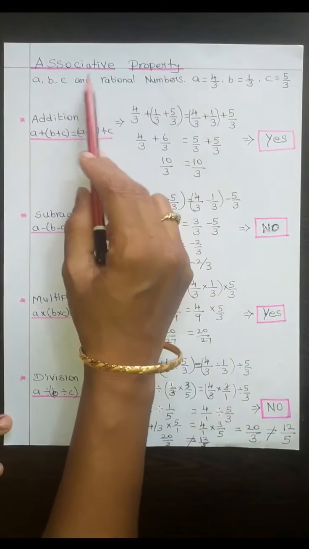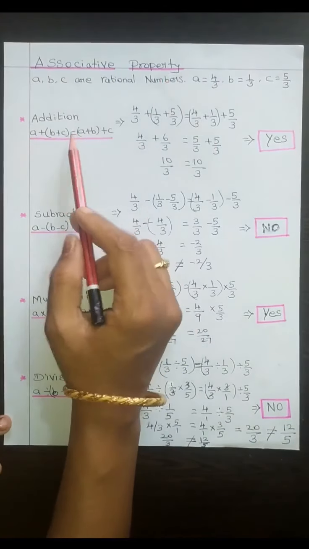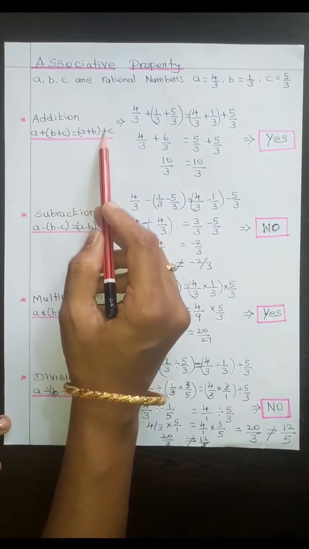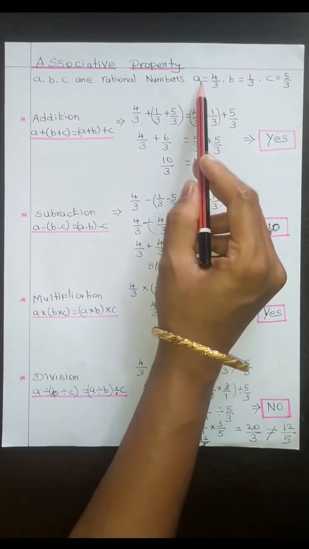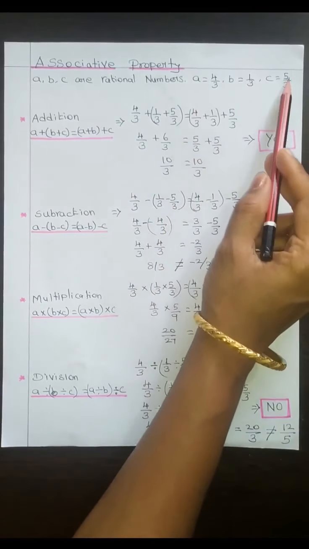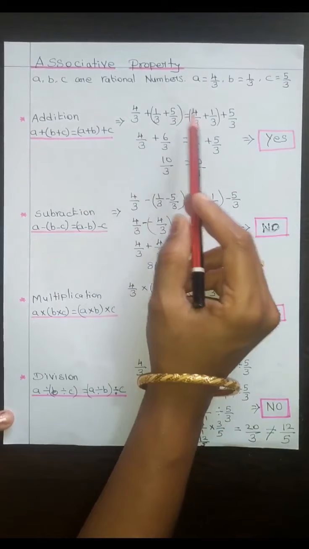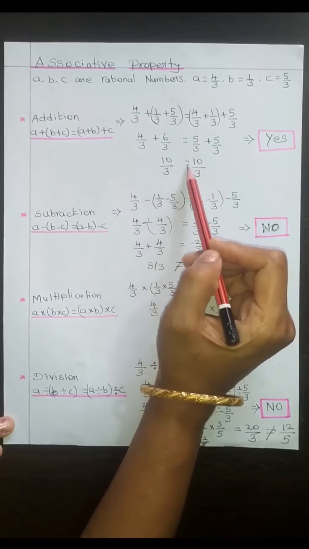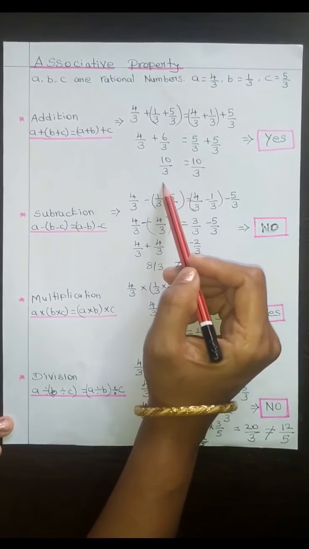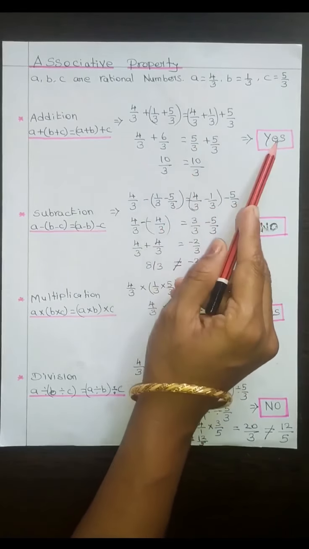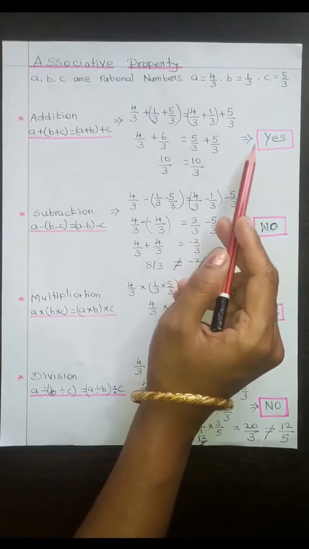Now we will see the associative property. In addition, A plus B plus C equals A plus B plus C, with the brackets grouped differently. Here I have taken the value A as 4 by 3, B as 1 by 3, C as 5 by 3. After I applied all these numbers into this property, I got the answer 10 by 3 equals 10 by 3, which means LHS equals RHS. So addition is associative for rational numbers.